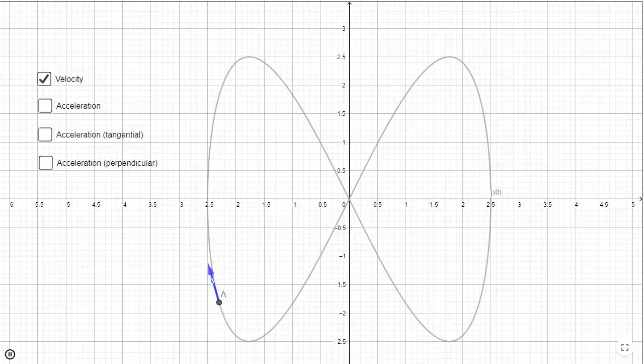Now let's consider the component of acceleration perpendicular to the path. Remember, we get a perpendicular component of acceleration when the direction of the velocity vector is changing. Let me try pausing, maybe right about here. Now I want you to tell me, right here, in which direction is the perpendicular component of acceleration? Does it point to the left or does it point to the right? Think about it for a moment.